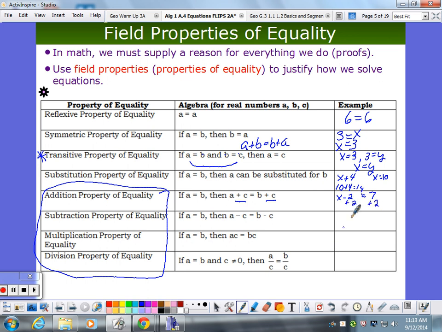So you know how you add 2 to both sides? Who says you can do that? The addition property of equality. That's who says so. It's all about who says. And what's nice is because you're adding, it helps you remember, it's the addition property.